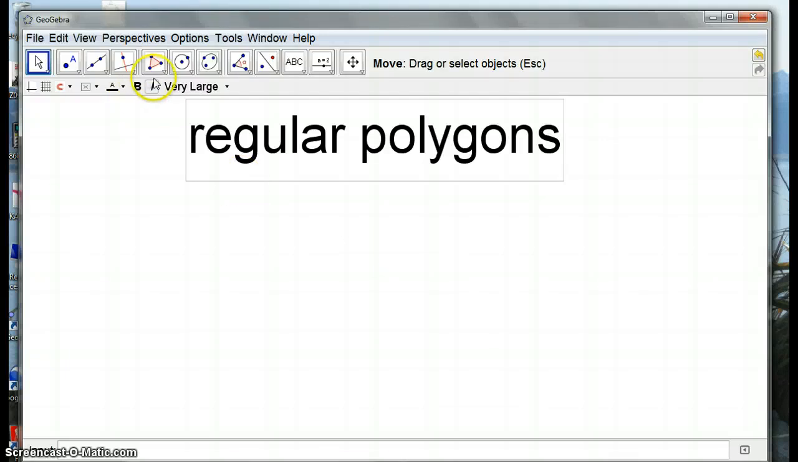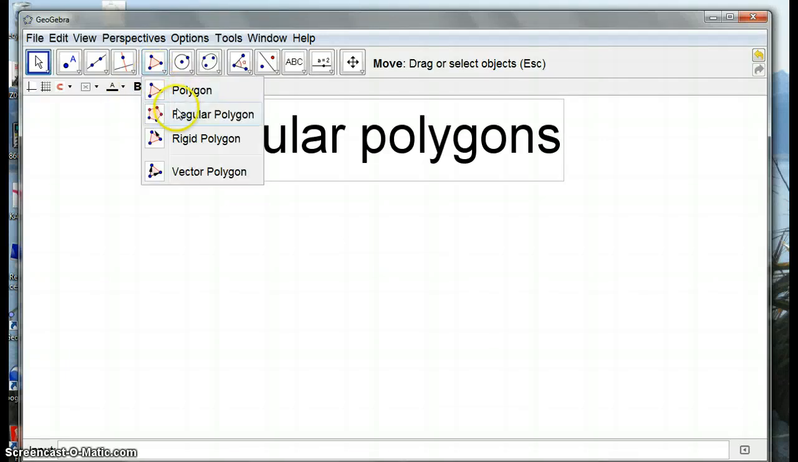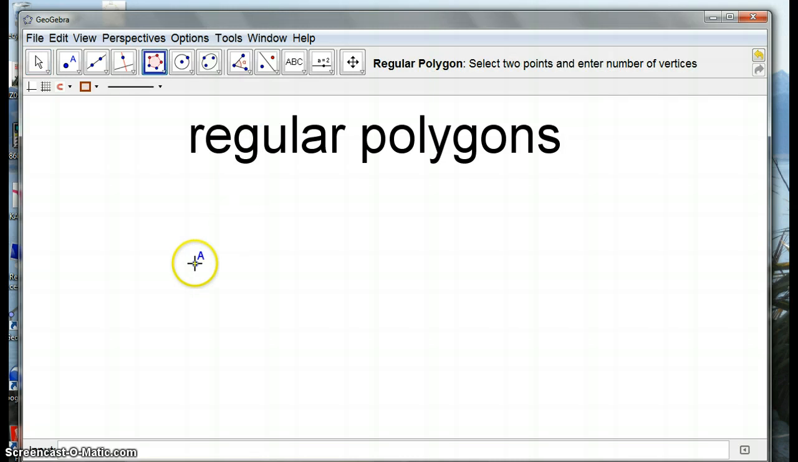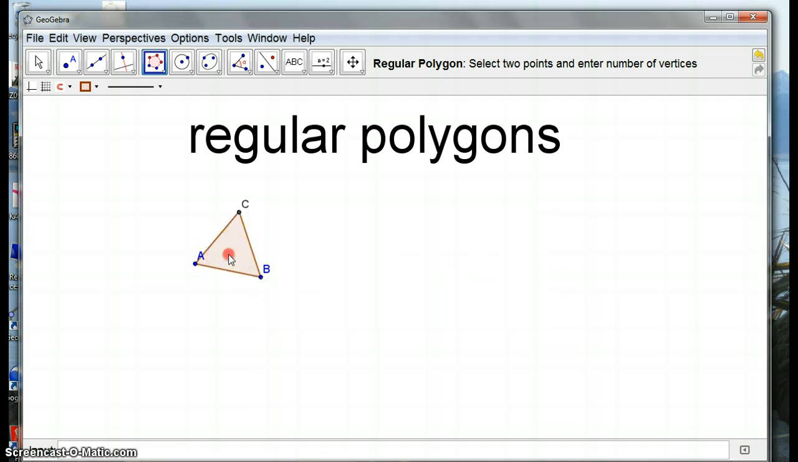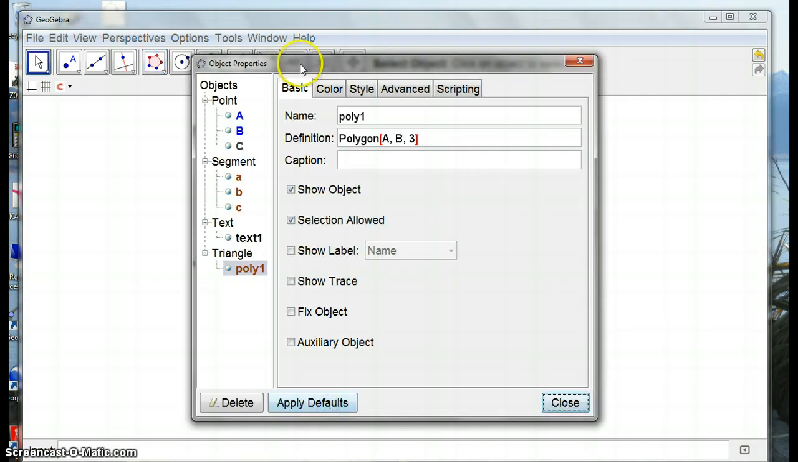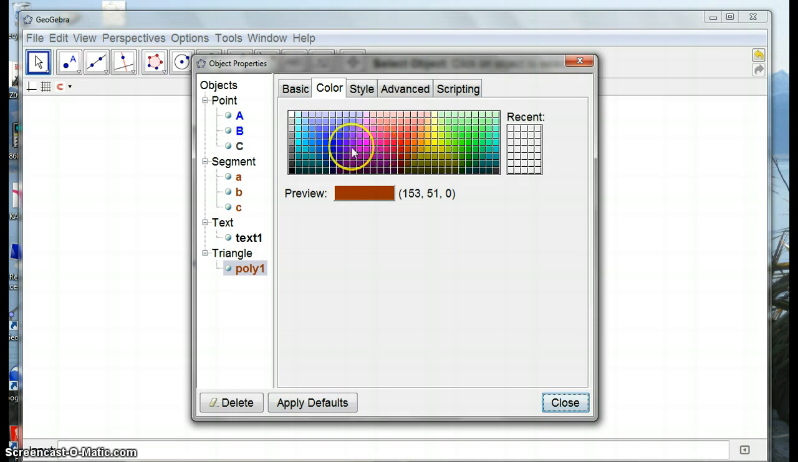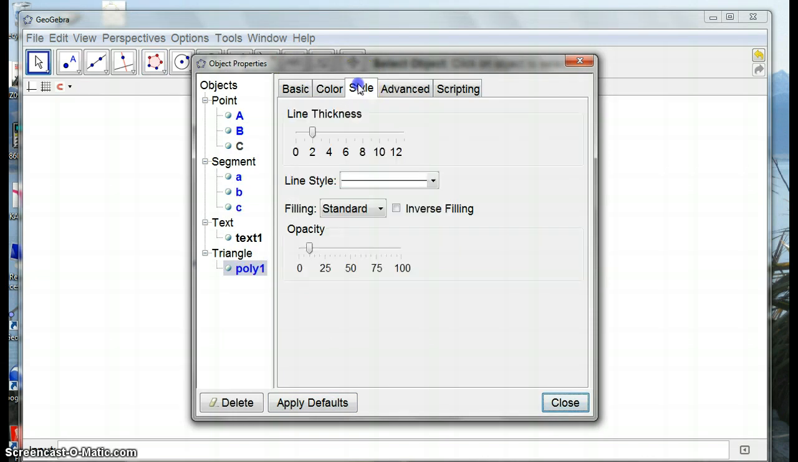So we're going to first look at regular polygons. I'm going to click regular polygon, and there we go. Vertices, I'm going to have 3. Now, when I do this, I'm actually going to colour it pretty nice. So I'll go blue and I'm going to make it like so.